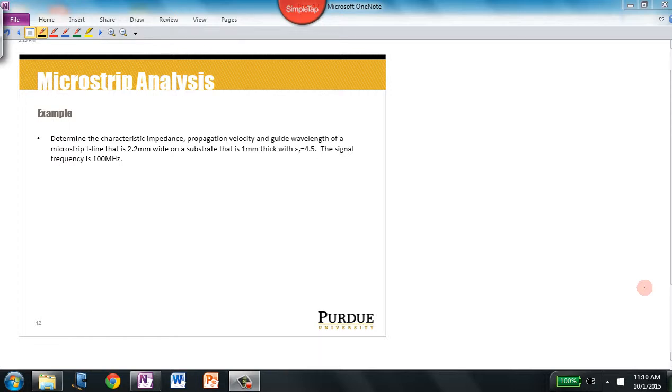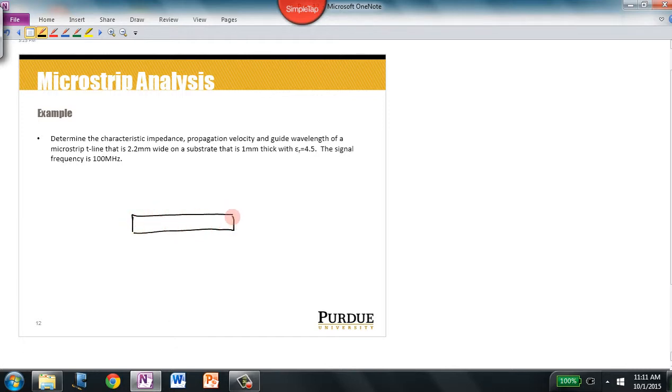To reinforce the microstrip analysis equations, I'm just going to do an example for you. In this example, we want to determine the characteristic impedance, the propagation velocity, and the guide wavelength for a microstrip transmission line that's 2.2 millimeters wide on a substrate that is 1 millimeter thick with an effective relative permittivity of 4.5. The signal frequency is 100 megahertz.